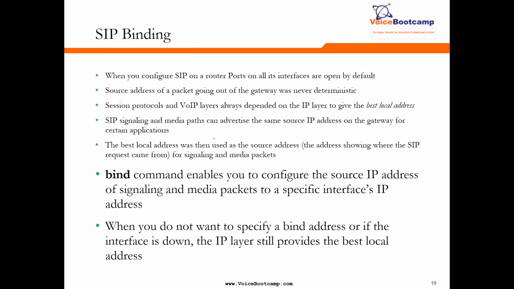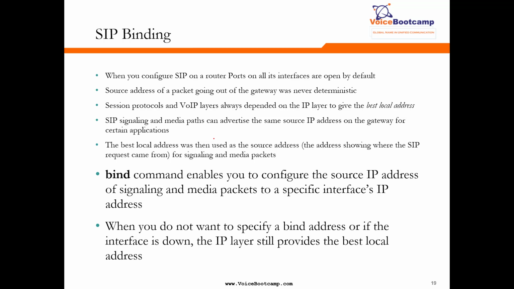Now, SIP binding, which is very important. When you configure SIP on a Cisco router, all the ports on that router's interfaces are open by default. The source address of a packet going out of the gateway is usually never determined. SIP protocol or VoIP layers always depend on the IP layer to give the best local address. The best local address is usually the outgoing interface. SIP signaling and media path should advertise the same source IP address on the gateway for certain applications. Otherwise, that application may not work.